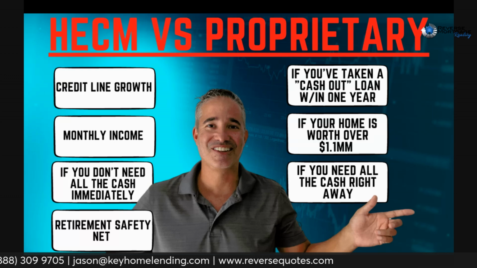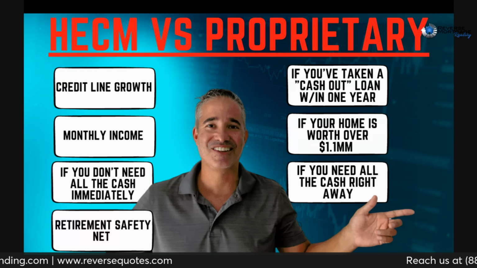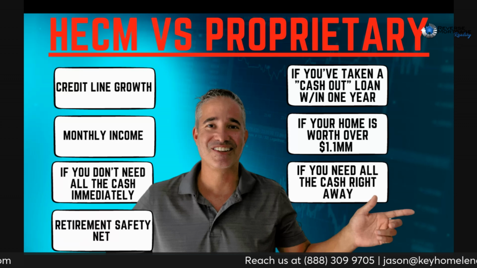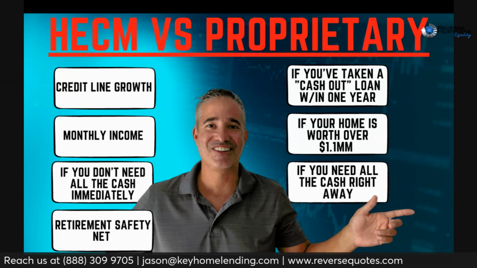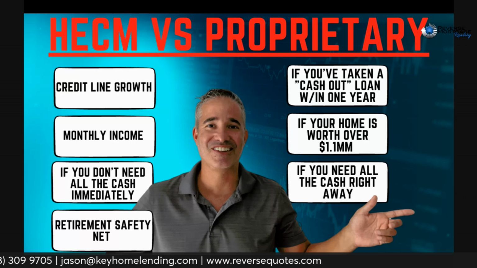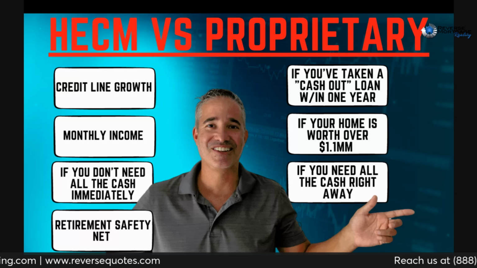The proprietary, if you've taken cash out within a year, you want to do the proprietary, but that's kind of niche. If your house is worth obviously over 1.149 million, then you're going to want to do the proprietary to get as much cash as possible. And finally, if you need all of the cash right away. See, the proprietary gives you all the cash right away. It doesn't limit you.